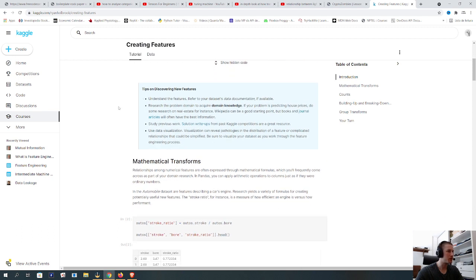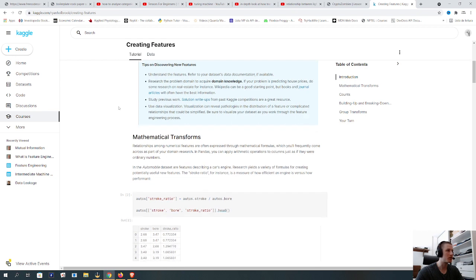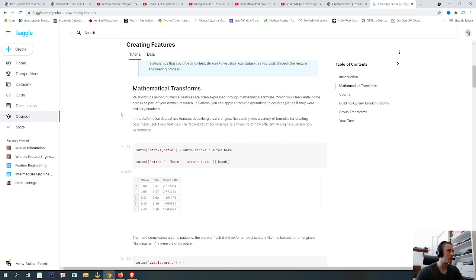Tips on discovering new features. Understand the features. Refer to your dataset's data documentation, if available. Search the problem domain to acquire domain knowledge. If your problem is predicting a house price, do some research on real estate. Study previous work. Use data visualization.